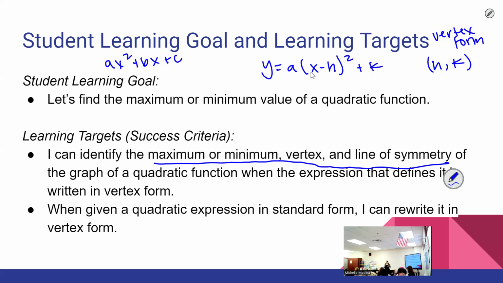So listen, maximum and minimum, where do I find those? Or what are they exactly? If the parabola opens downward, like a frown, when negative things happen to you, then it's a maximum. And if it opens upwards, then it's a minimum, because then it's your smallest value.